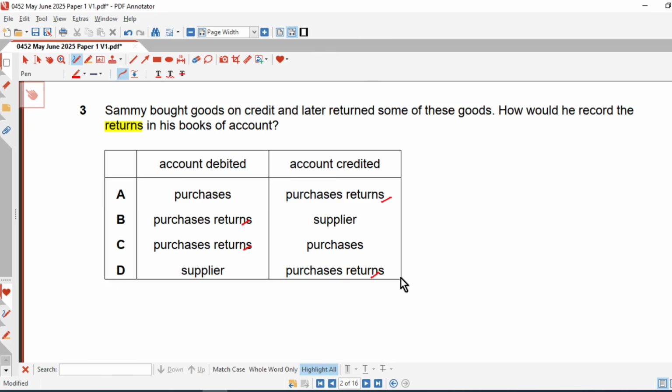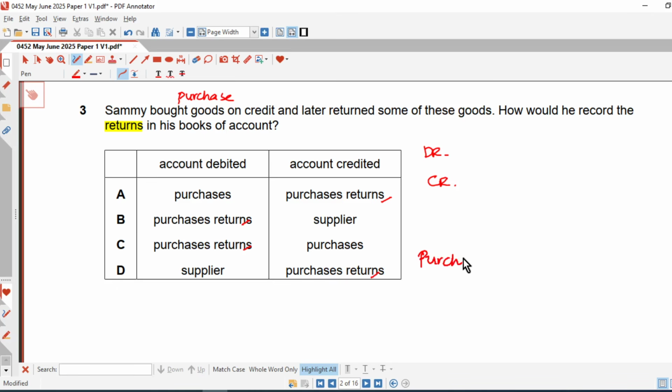Okay, well, anyways, so this is in fact a purchase return because you bought, right? You purchased the goods on credit and you returned them to the supplier. So it is a purchase return. So what's the double entry for a purchase return?